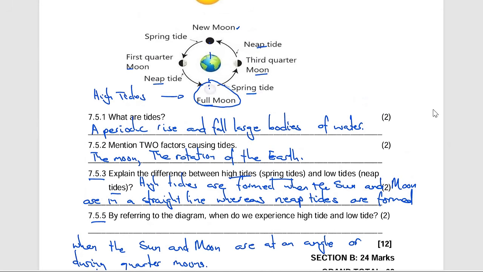So where do we have a quarter moon? We're having a quarter moon here. That's where we're going to have our nip tides. So here we have our nip tides or low tides, and then here are our high tides, like that.